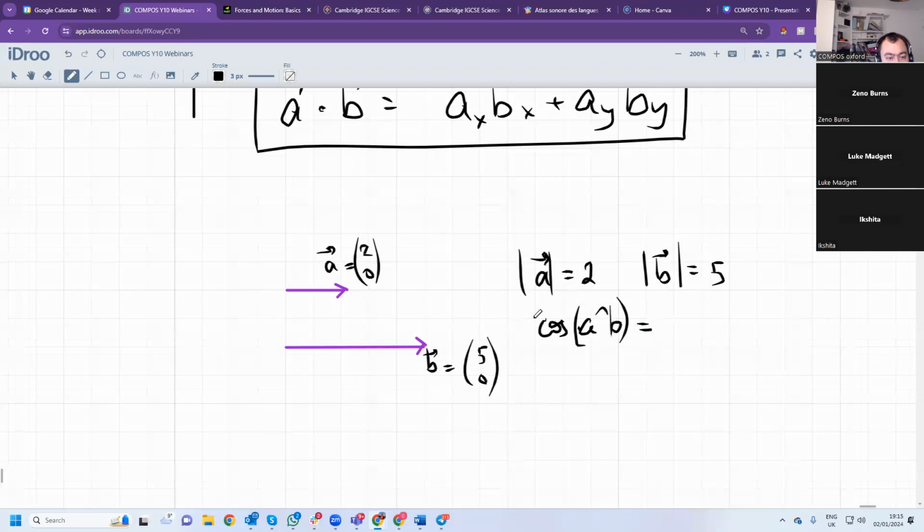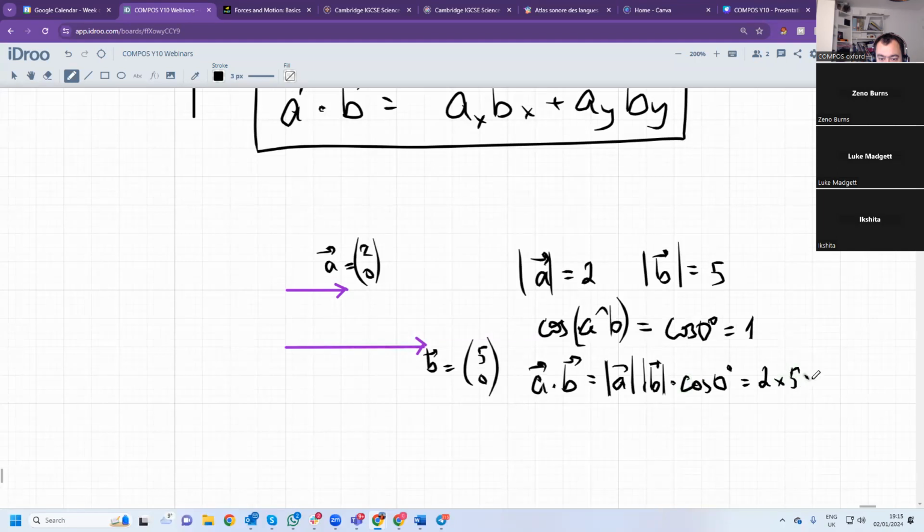The angle between them is 0 degrees, so it's cosine 0 degrees, and cosine 0 is 1. Very good. So A times B is modulus A, modulus B times cosine 0 degrees, which is 2 times 5 times 1, which is 10. So the product of these vectors is 10.